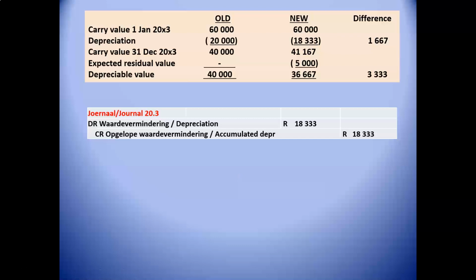Listen carefully. At what value are we going to disclose our asset at the end of the year in the statement of financial position? We're going to disclose it at the cost price of 100,000 Rand. Nothing has changed with the cost price. I cannot change it. This asset did cost me 100,000 Rand. Less accumulated depreciation. The 40,000 that I've written off in 21 and 22 plus the 18,333 in 23. So what is my total accumulated depreciation?